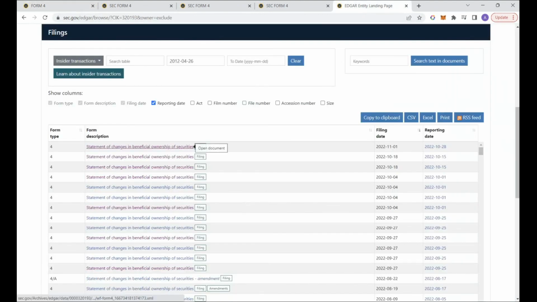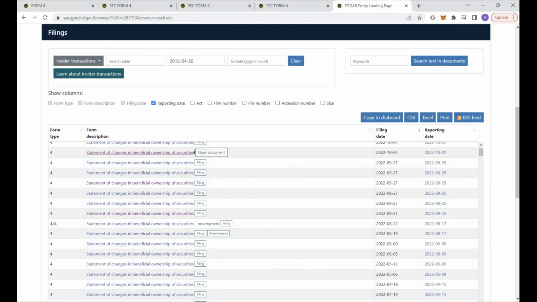So just by looking at these transaction codes and learning from them, you can look through all the SEC Form 4s and be able to understand what exactly is going on with the executive's shares. And that's really important if you're analyzing a company.